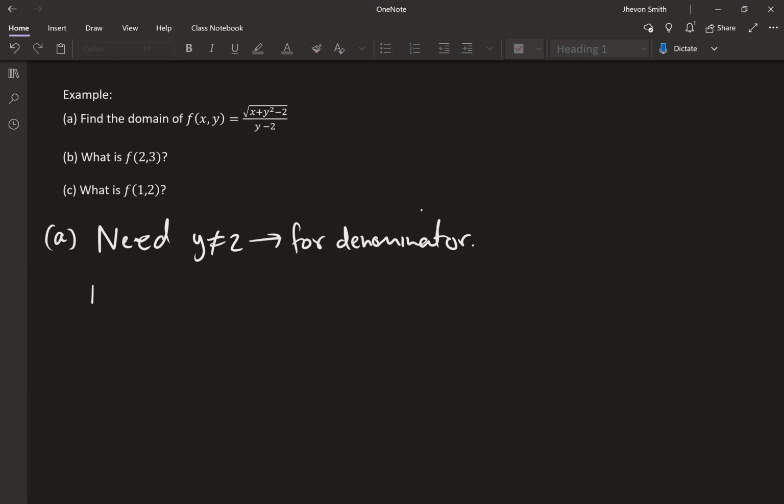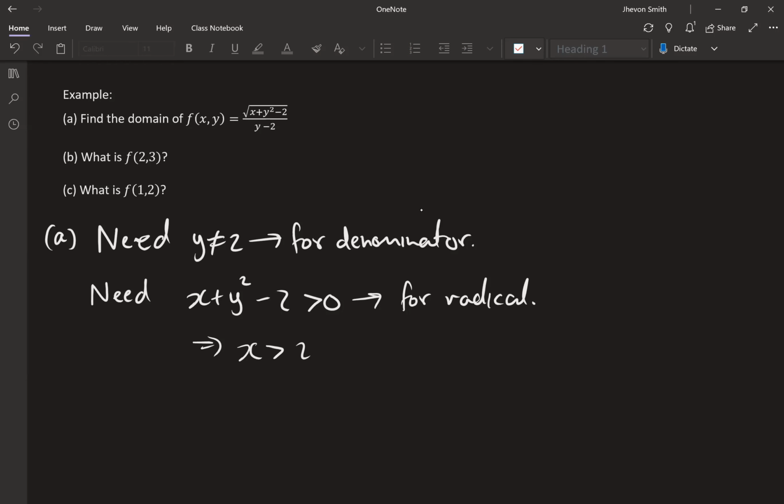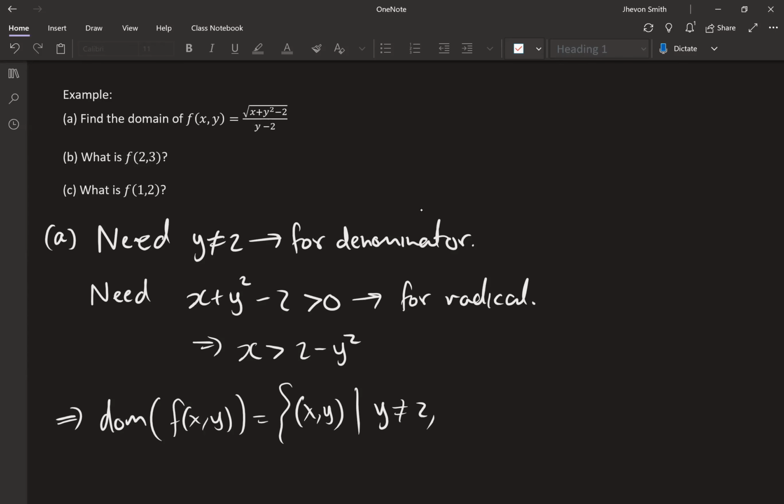Yes, so also we need x plus y squared minus 2 to be greater than 0 for the radical. In other words, this is like me saying your x must be greater than 2 minus y squared. So I can say here, the domain of f of x, y is the set of all coordinates such that your y is not 2 and your x coordinate must be greater than 2 minus y squared.